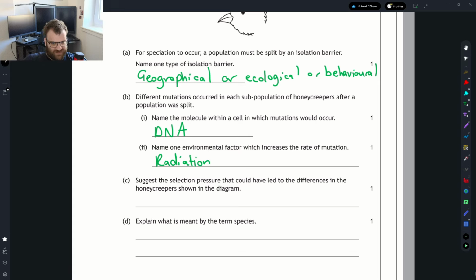Suggest how selection pressure could have led to the differences in the honey creeper. So their beaks are different. Food, eating different food. What would the selection pressure be? So availability or competition. So if they couldn't get access to one particular type of food. Okay, this one for a species. They are a group of organisms who can interbreed to produce fertile offspring.